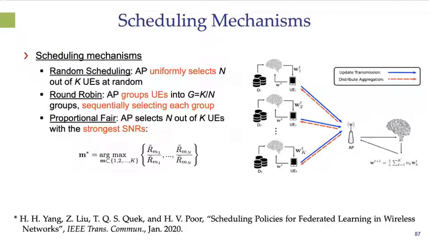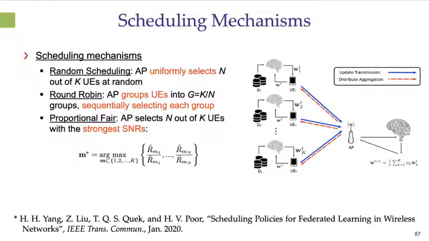So now the first question we might ask is, how can we schedule the end user devices to upload their data on each round? And to look at that question, I'm going to look at three standard scheduling mechanisms, and the idea here is you want to compare their performance in a federated learning setting. The first one is random scheduling, where the access point uniformly selects N, remember N is the number of channels, out of its K end user devices at random.